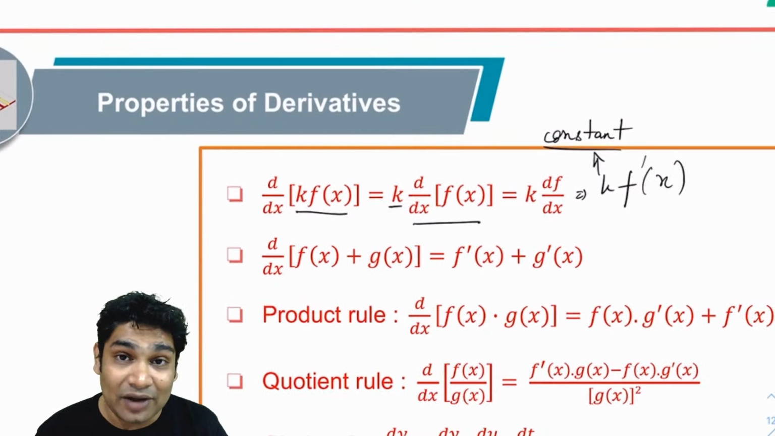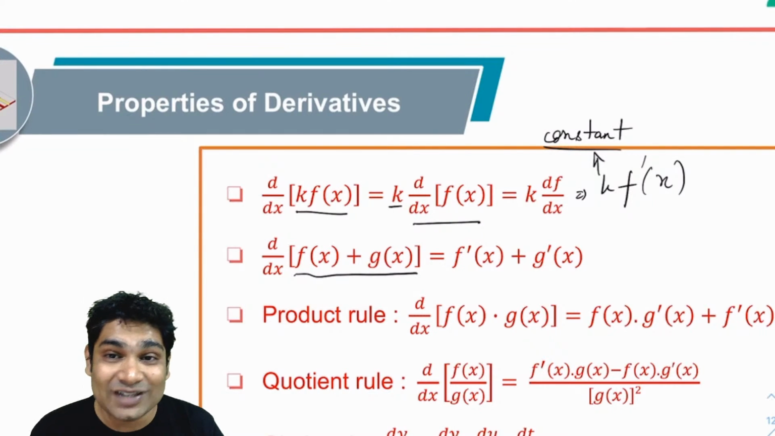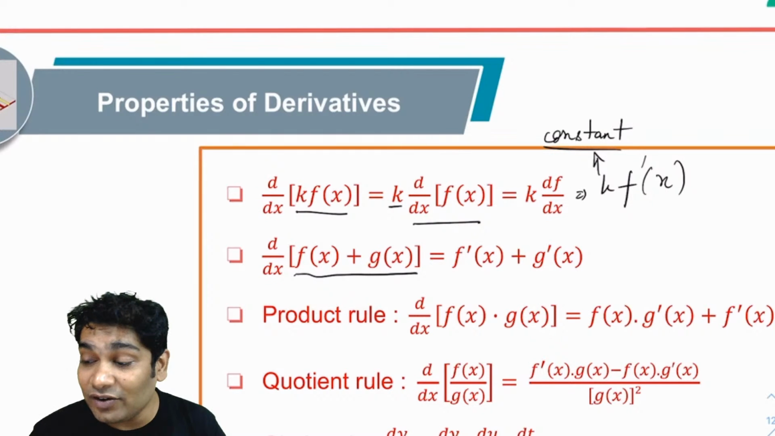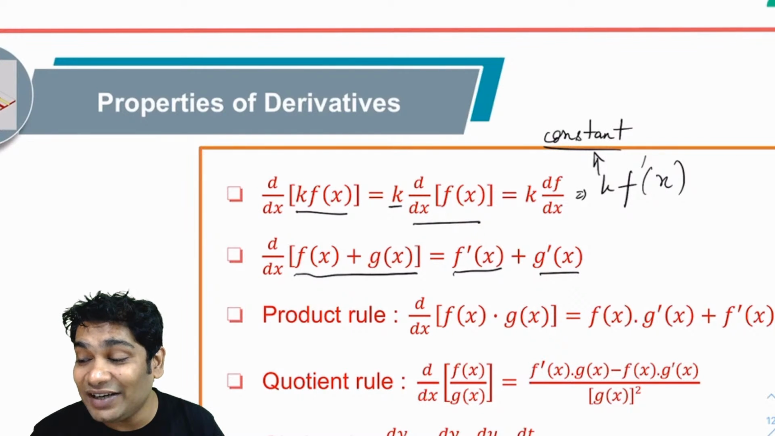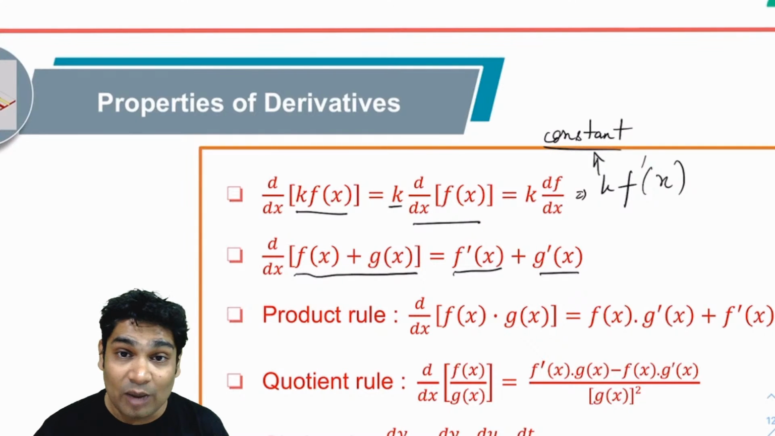So the next rule for derivatives is, if you have to take the derivative of a sum of two functions, what happens then? The derivative of the sum of two functions can be written as the sum of the individual derivatives themselves. Now you have three rules for getting derivatives. Now pay close attention.